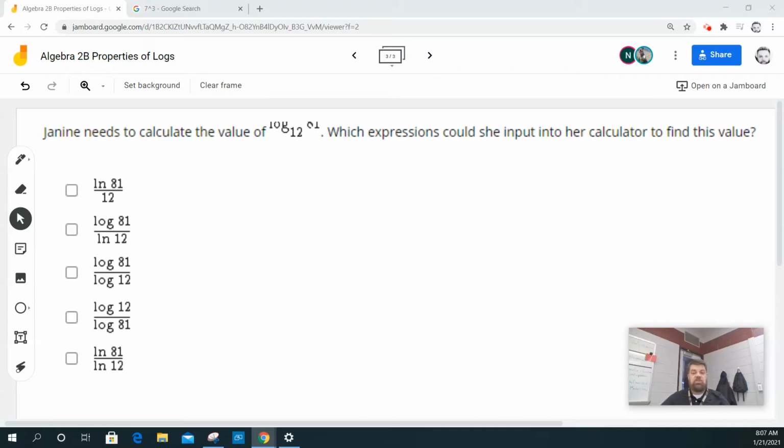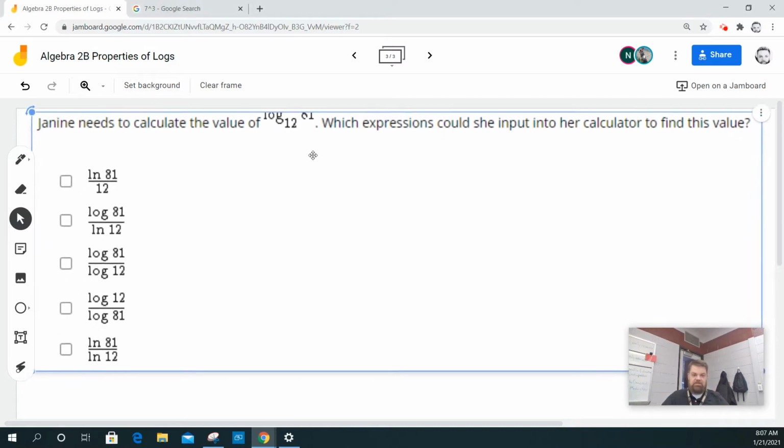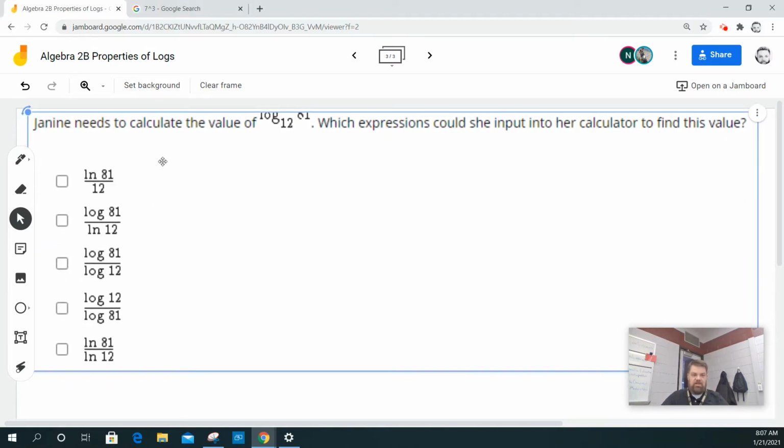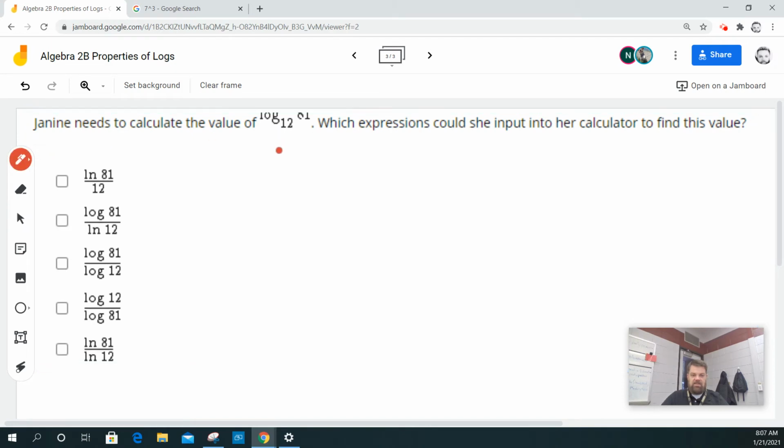So this one says Janine needs to calculate the value log base 12 of 81. I'm sorry, I kind of got clipped, so let me write that down for you guys. This is log base 12 of 81. Which expression could you put in your calculator to find the value of this?